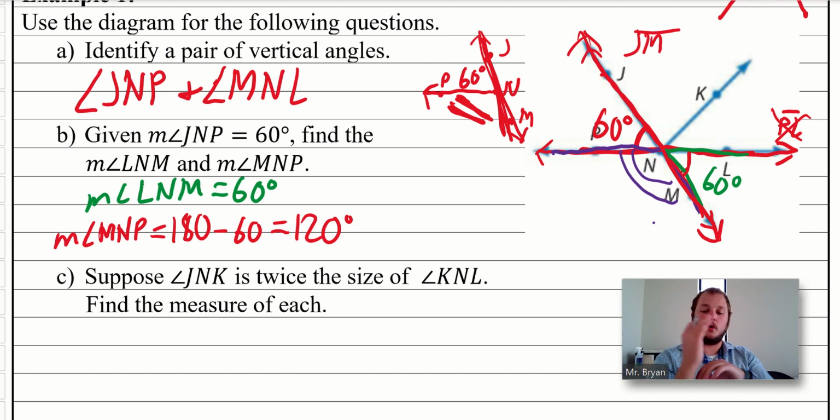So that's something we can notice with some of these pictures: anytime I see a straight line, the whole thing is going to be 180. So if I want to find little pieces in there, I just need to figure out what the other angle measures are that I know, and then just take those out.